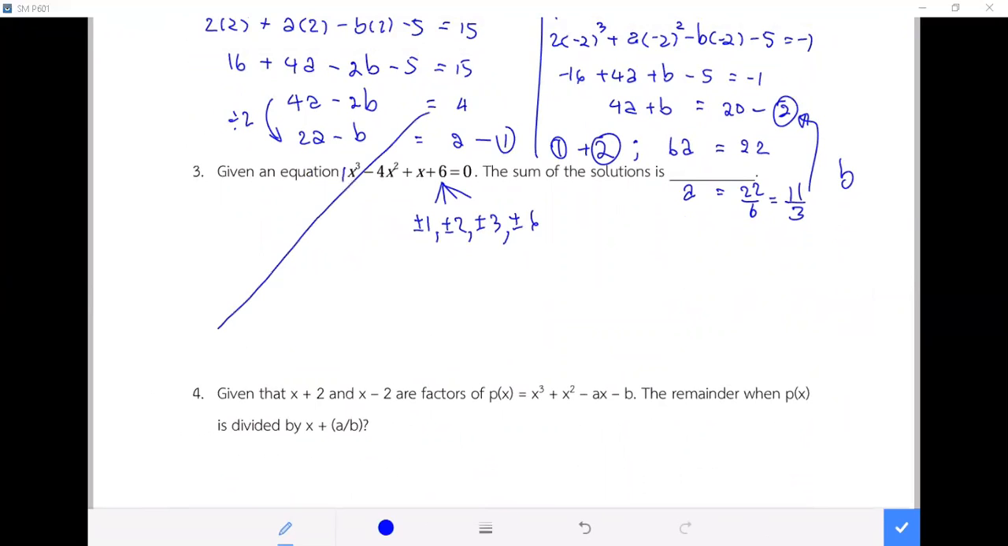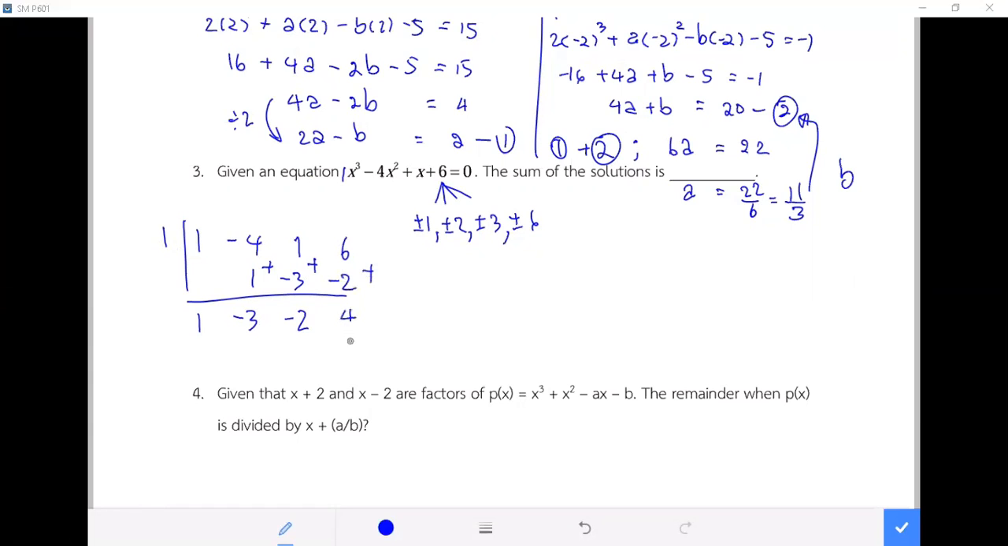So it goes 1, negative 4, 1, and 6, and then you test. Let's say I want to test positive 1. Step 1, take 1 down. 1 times 1 is 1. Add them up, it's negative 3. 1 times negative 3 is negative 3. Add it, you have negative 2. 1 times negative 2 is negative 2. You add, and this is 4, right?